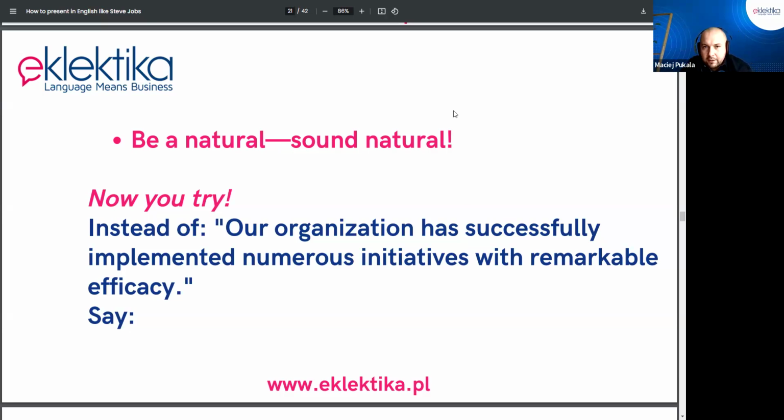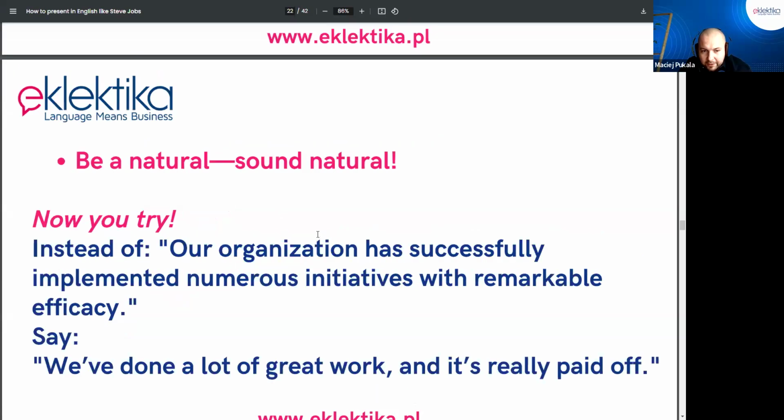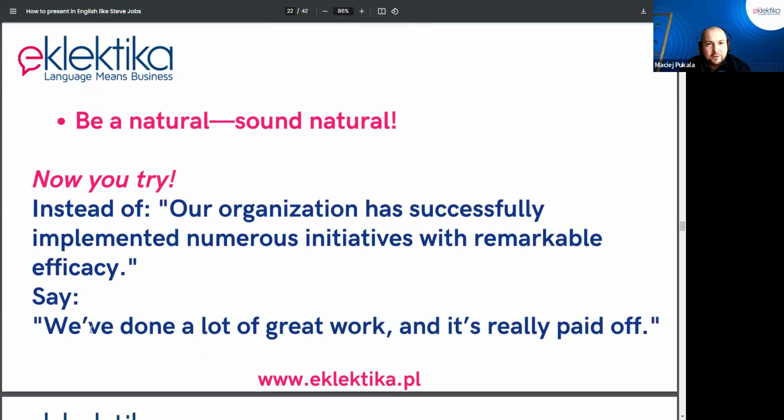Okay, let's have a look. Oh, I have some ideas coming. I like it. That's good. We're still not doing great. Yeah, that's sound, Barbara. Hello, Barbara. We've implemented many initiatives with great results. Okay, it is looking better. Or we can make it just simply a sentence with the word done. We've done a lot of great work. It's all good. It's really paid off.